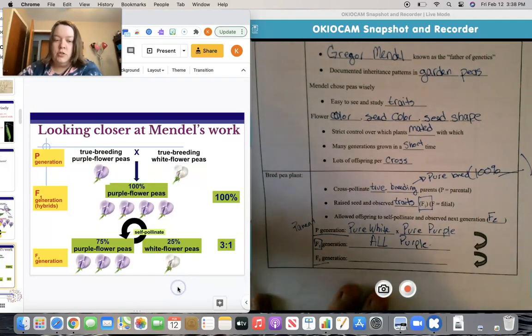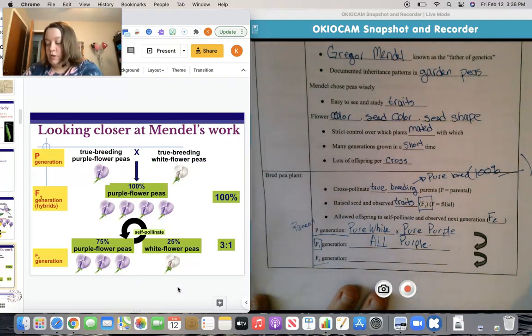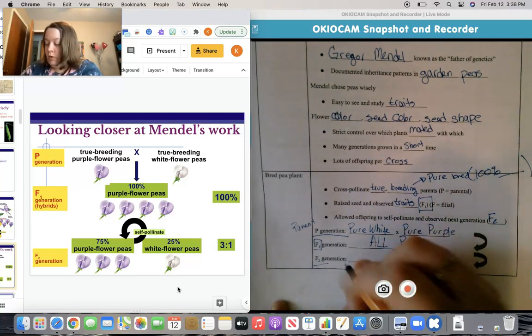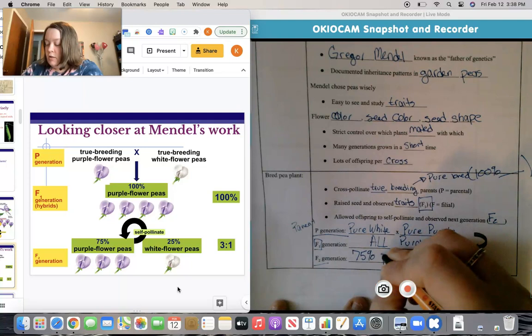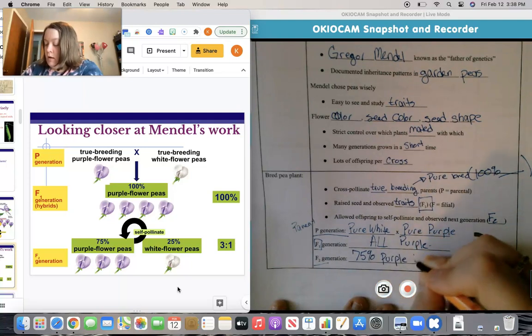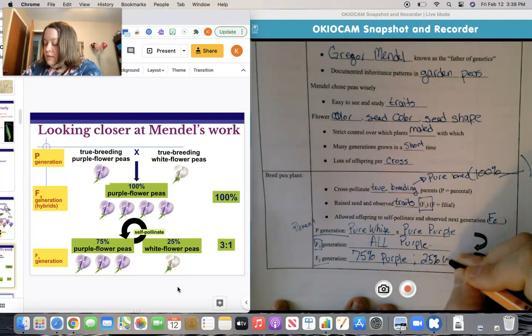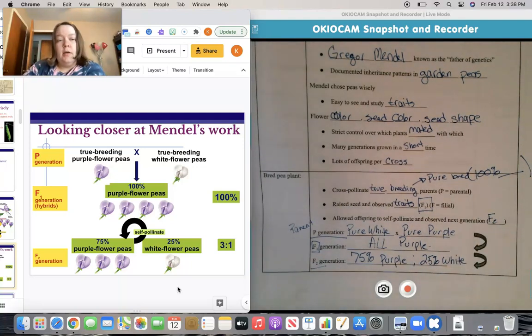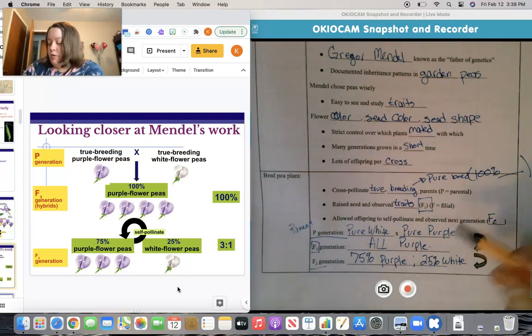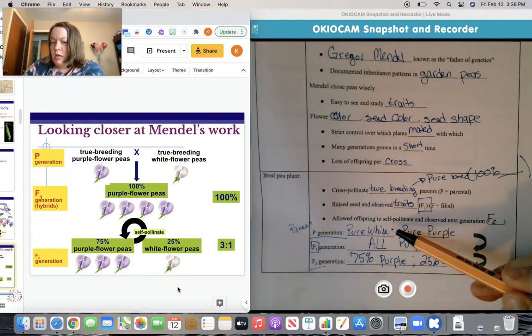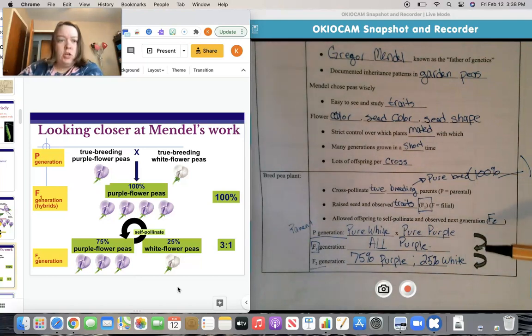And he noticed something interesting happened here. When he self-pollinated the F1 generation to get the F2 generation, the second generation of offspring were 75% purple and 25% white. This was curious to him because he hadn't seen the white flowers since the very first parent generation. The color white, this trait, skipped a generation, and he was wondering, how does this happen? How can a trait skip a generation? How exactly does this work? That led him to some more of his studies, which we will talk about in a minute.